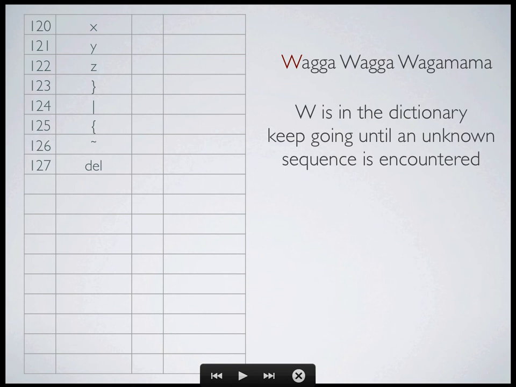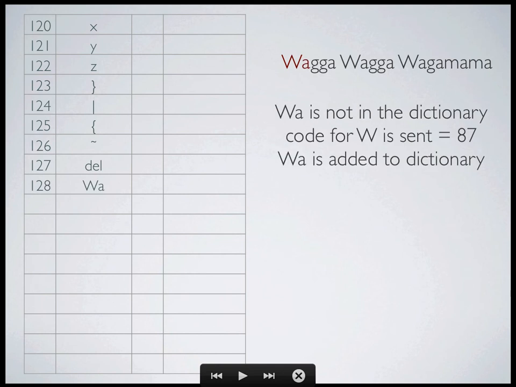Okay, so W is in the dictionary. At the start of this dictionary, we already have the ASCII table. I'm just showing you the tail end of it there, up to 127, so we're talking about 7-bit ASCII. That's our starting point. Rather than fill the slide with that, we just assume that's there. We recognize an ASCII character when we see it. Now, W is in the dictionary, so we keep going until an unknown sequence is encountered. So WA is not in the dictionary.